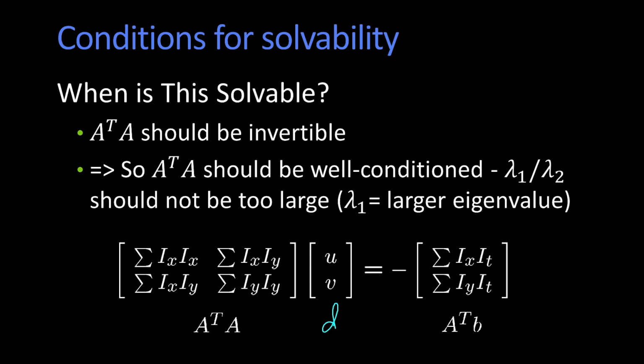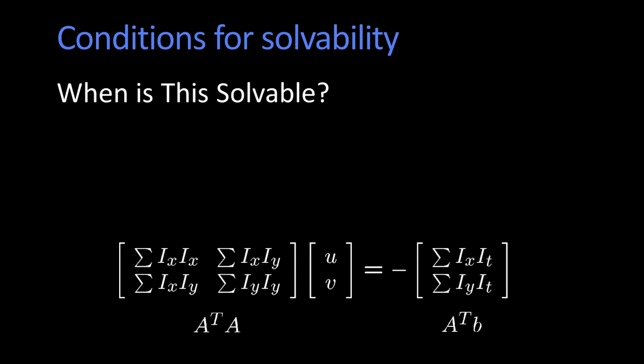Basically, you can look at the eigenvalues. The ratio of the largest eigenvalue to the smallest eigenvalue shouldn't be too big. That's from your conditioning. In fact, if the second eigenvalue were 0, lambda 1 over lambda 2 would be infinity, and that would be awful. So what we want are eigenvalues that are approximately the same magnitude. That will make it solvable.